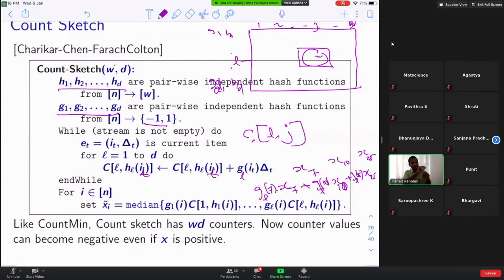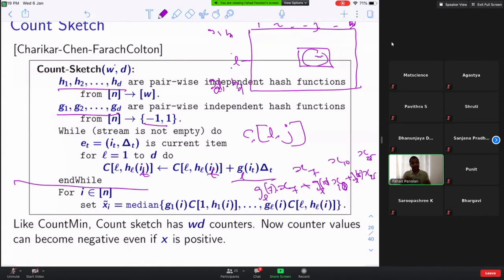Okay. So what you do is you fix one particular row l. There, go to the corresponding bucket, that is the bucket h_l of i_t. There you do an addition of g_l of i_t times delta_t. Okay? So is the update of the table clear?